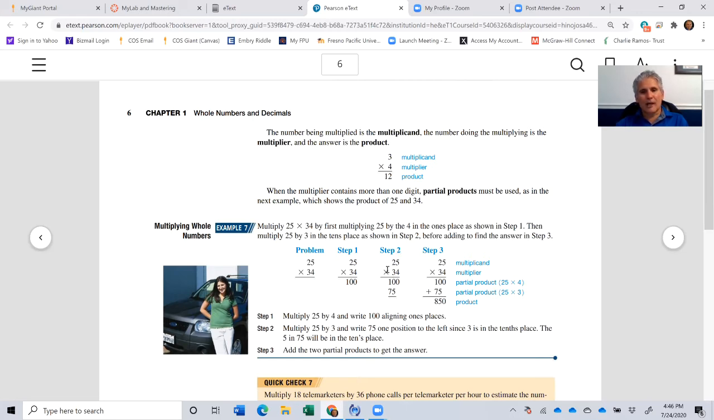So 3 times 5 is 15. We'll put the 5 here. We're going to carry the 1 up. All right, so there's a 1 here. And then the next product is 2 times 3, which is 6 plus the 1 is 7. That's 7, 5. Making sure that we've started with this alignment.